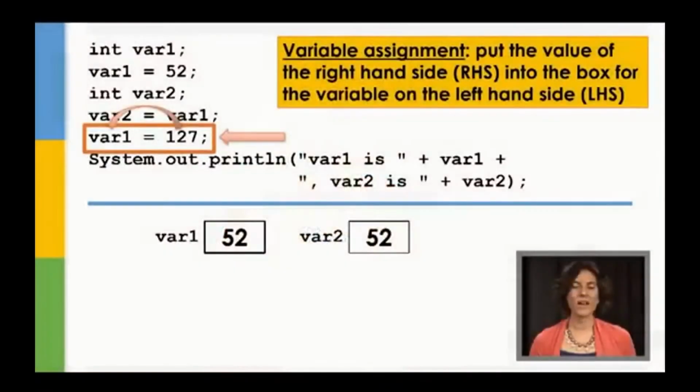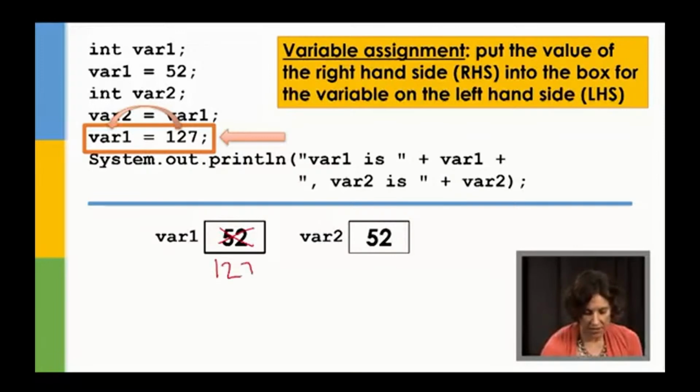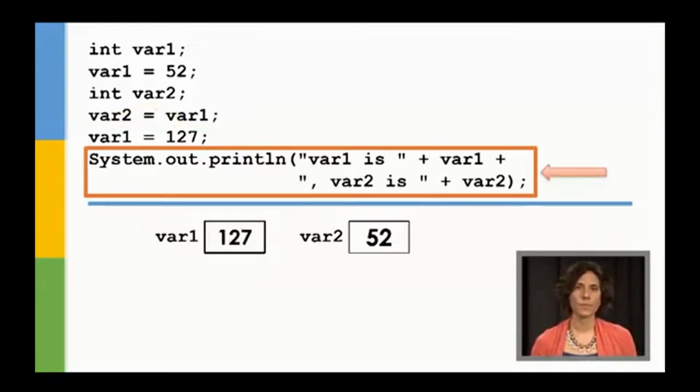So now when we go on to the next line, which is another assignment statement, and take the value 127 and put it into var1, you will see that only the value of variable var1 will change. So I'll take that 127, replace the 52 that was already there, and the new value of var1 is 127.